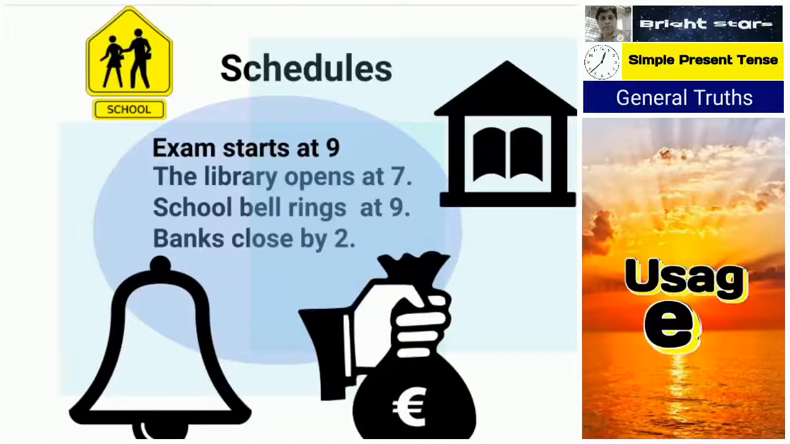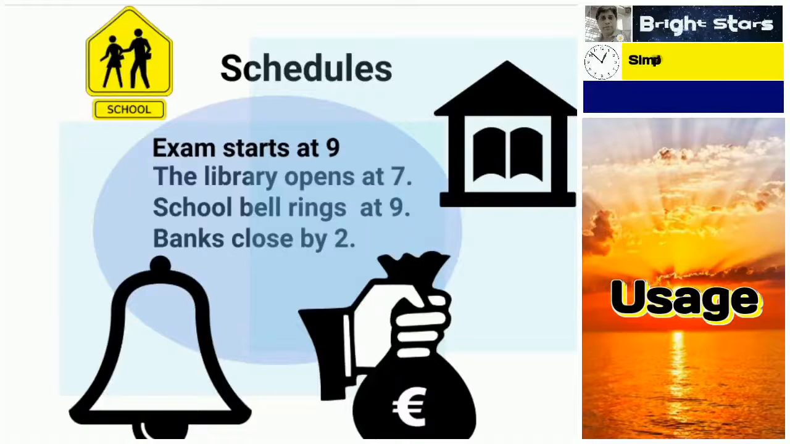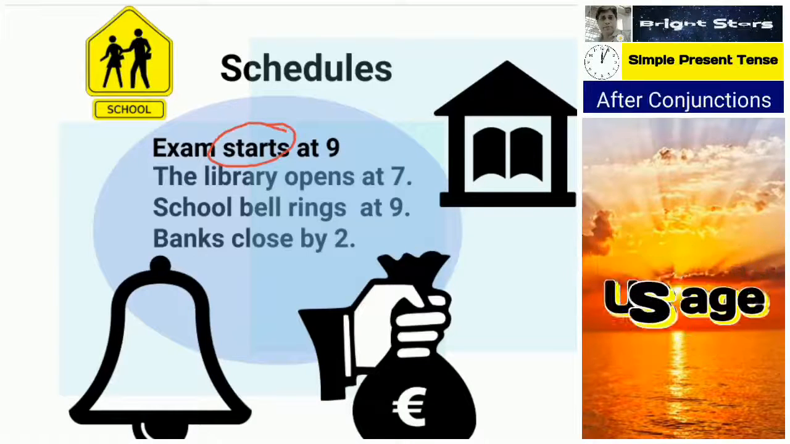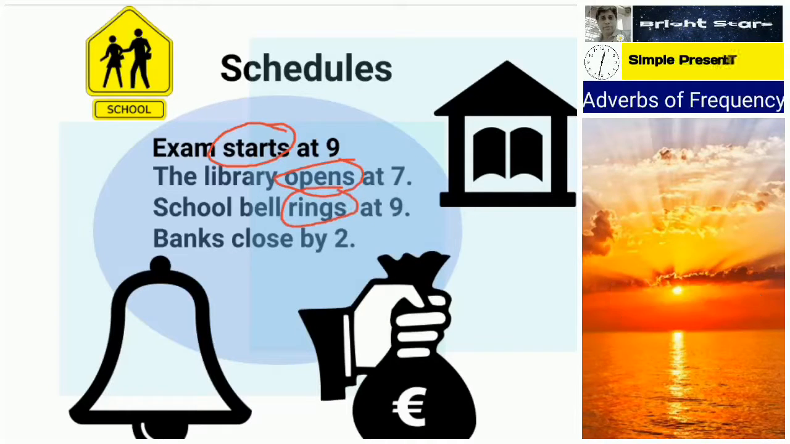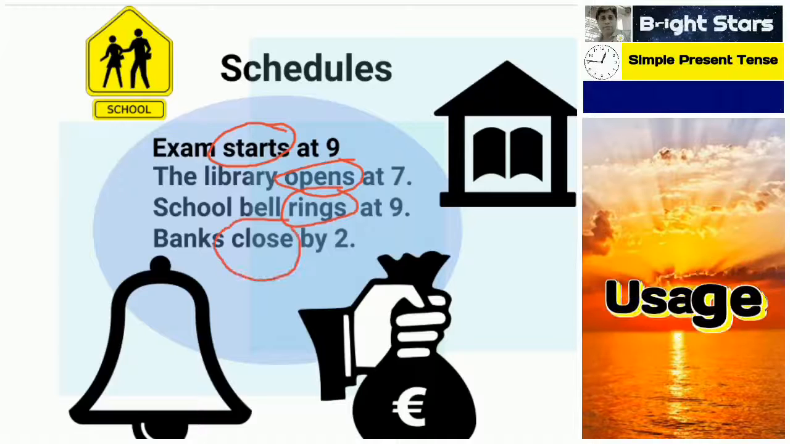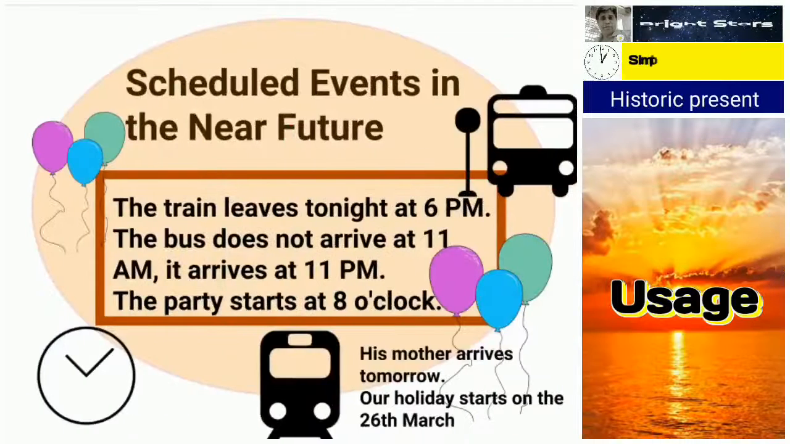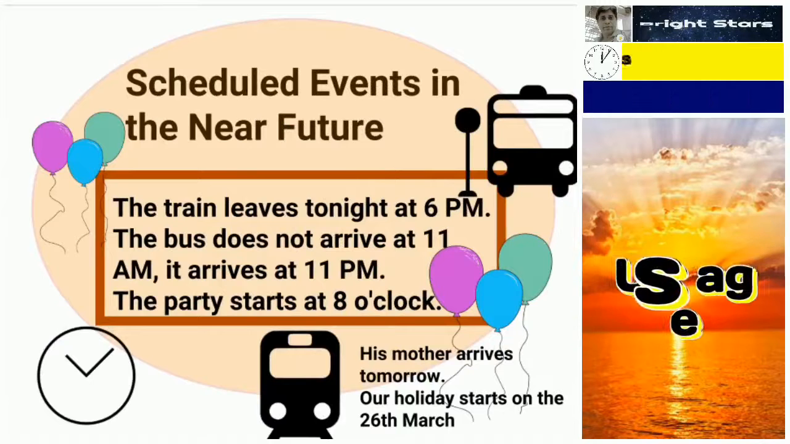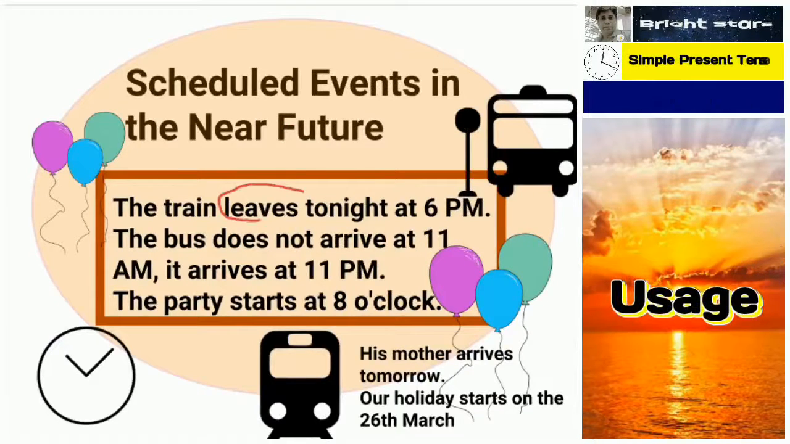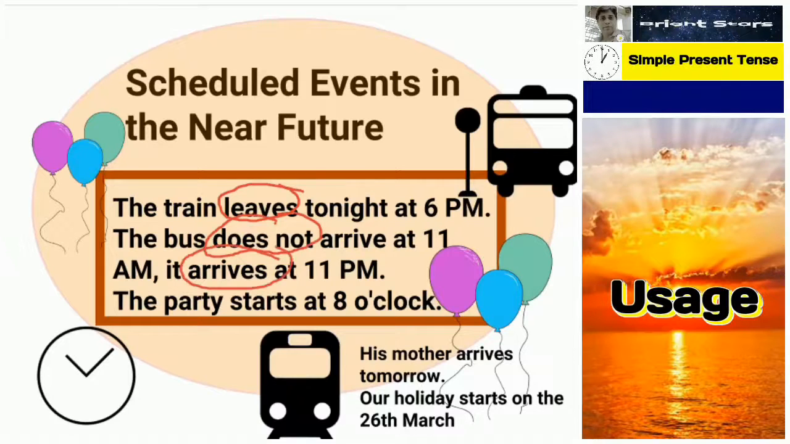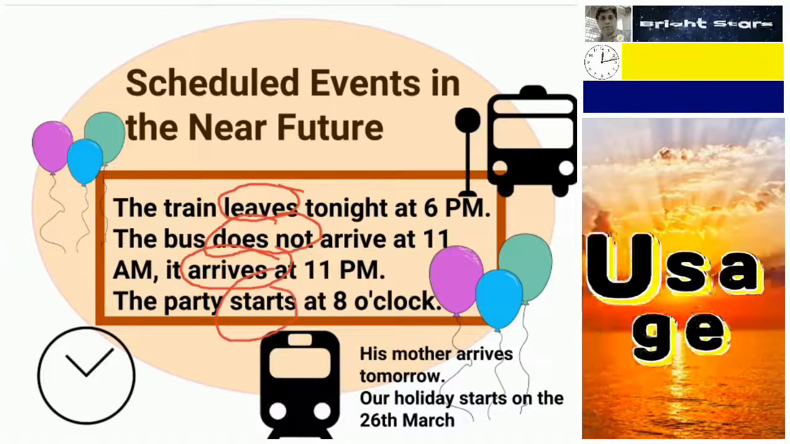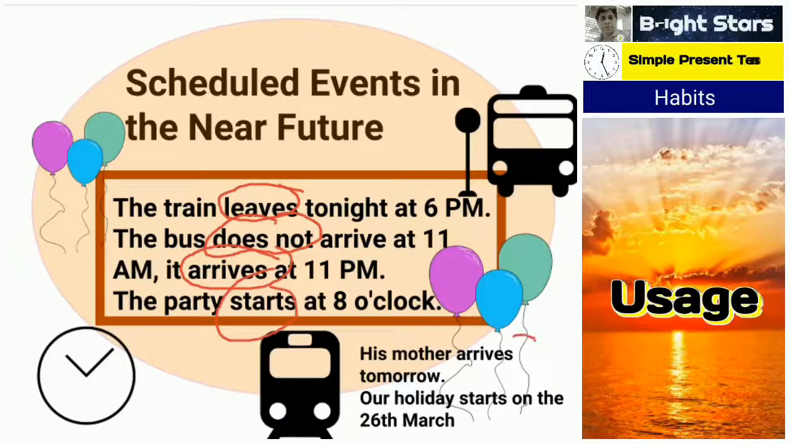For schedules also we use simple present tense. The exam starts at 9. The library opens at 7. The school bell rings at 9. Banks close by 2. For scheduled events in the near future also we use it: the train leaves tonight at 6 p.m. The bus does not arrive at 11, but it arrives at 11 p.m. The party starts at 8 o'clock. His mother arrives tomorrow. Our holiday starts.